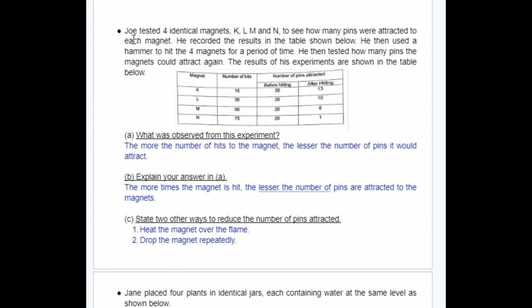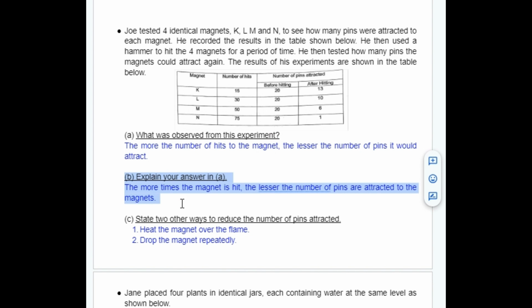Joe tested 4 identical magnets, K, L, M, and N, to see how many pins were attracted to each magnet. He recorded the results in the table shown below. He then used a hammer to hit the 4 magnets for a period of time. He then tested how many pins the magnets could attract again. The results of his experiments are shown in the table below. What was observed from this experiment? The more the number of hits to the magnet, the lesser the number of pins it would attract.